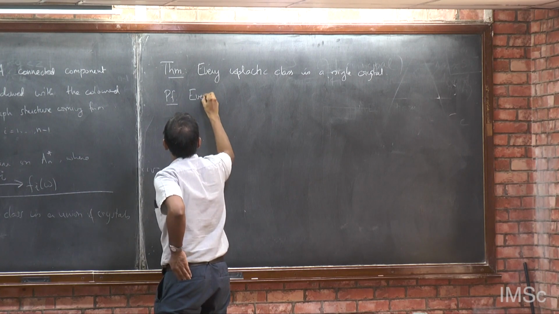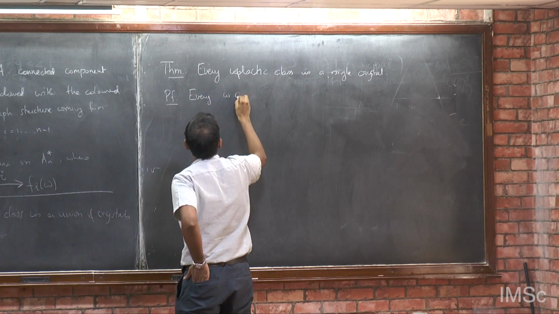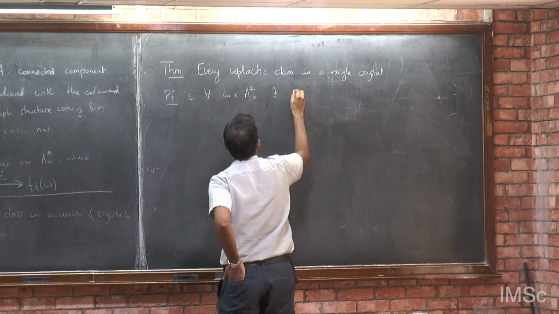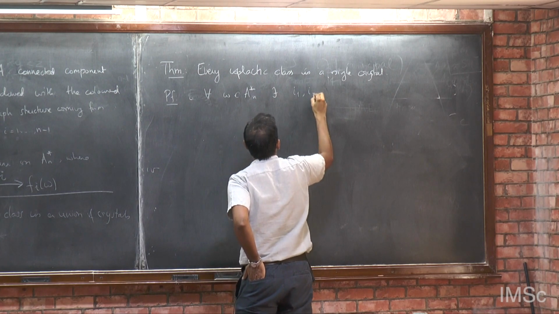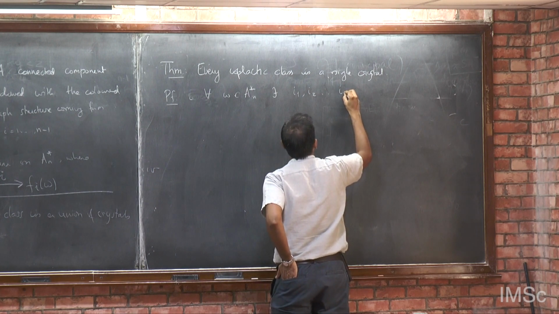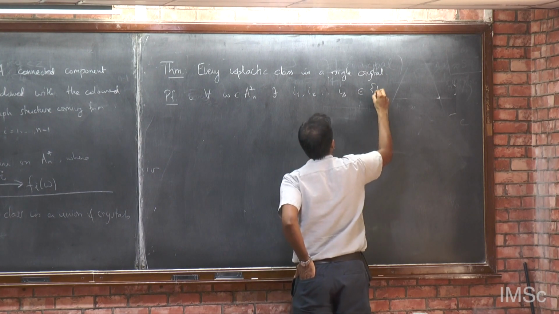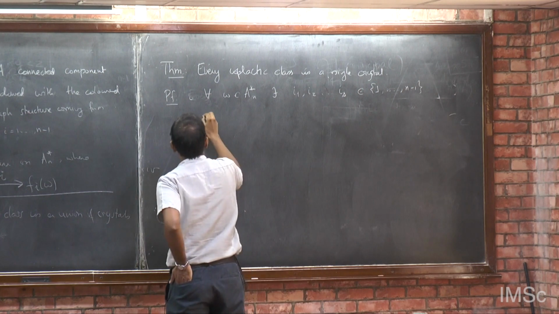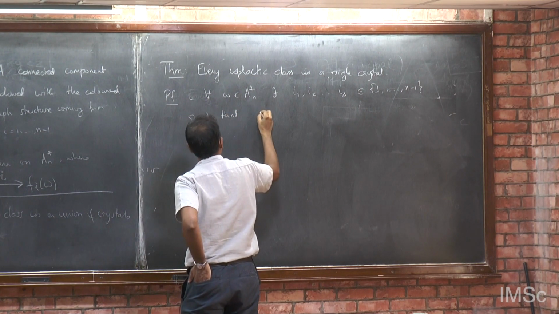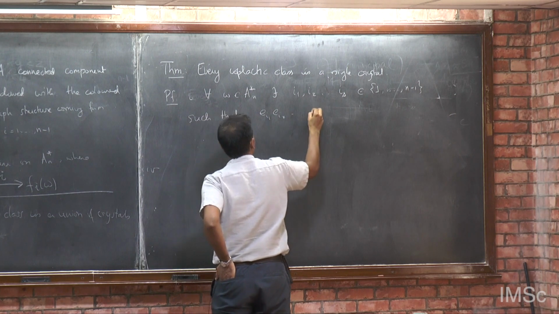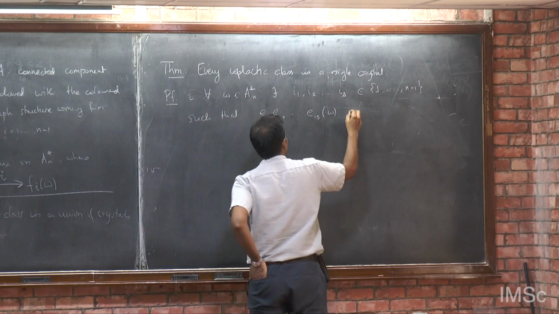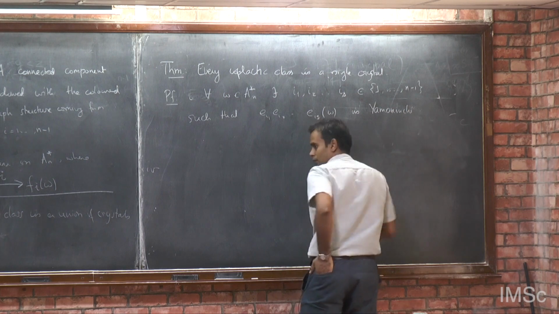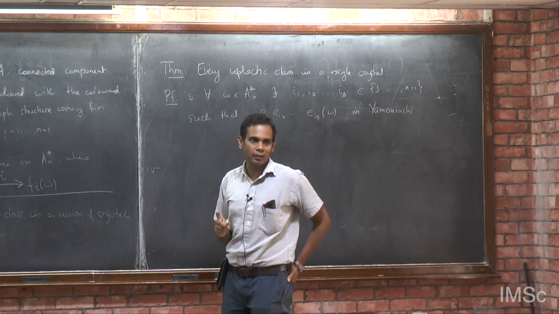So, the proof is that for every W in A_n star, there exist i1, i2, ..., is belonging to 1 to n minus 1, such that Ei1, Ei2, ..., Eis of W is Yamanouchi. So, every crystal contains a Yamanouchi word.